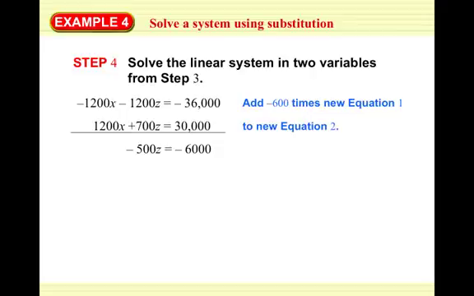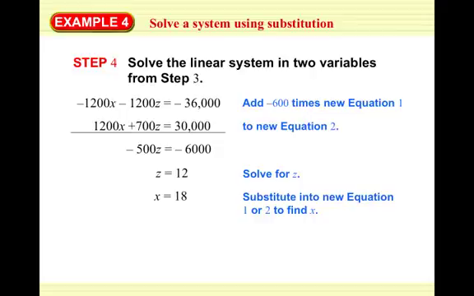So how do we solve for z? That's right, we divide by negative 500. So z equals 12. So now we want to find out what x equals. So we need to plug back into one of our equations with just two variables. And you're going to end up with x equals 18. And once we have x equals 18, we take the x and the z, and it's probably going to be easiest to substitute it into the y equals x plus z equation, and so it's y equals 18 plus 12, which is 30.